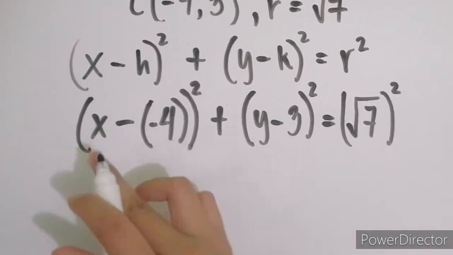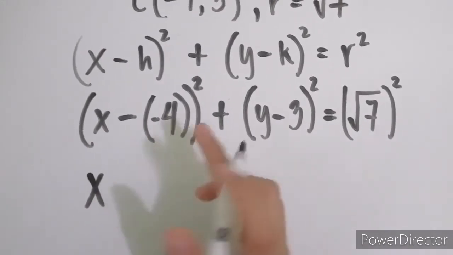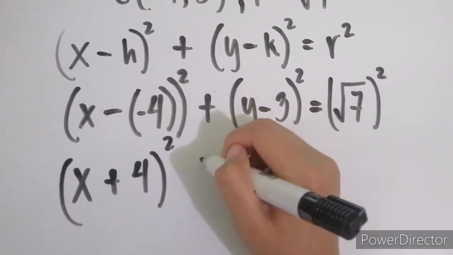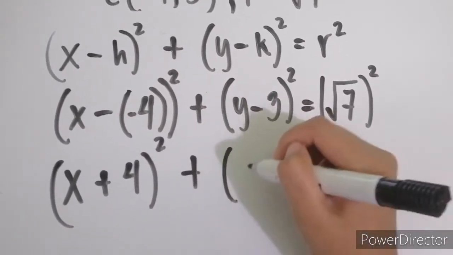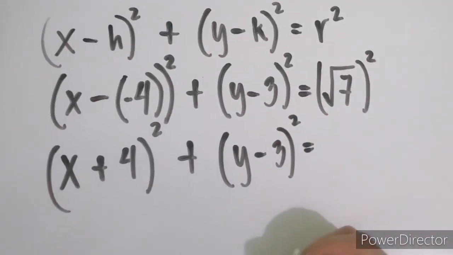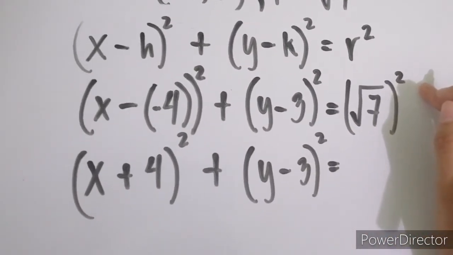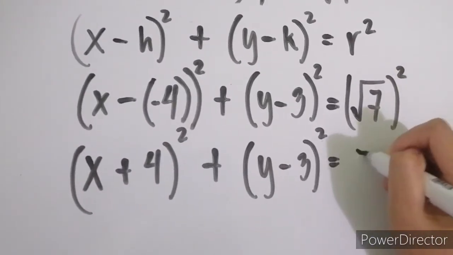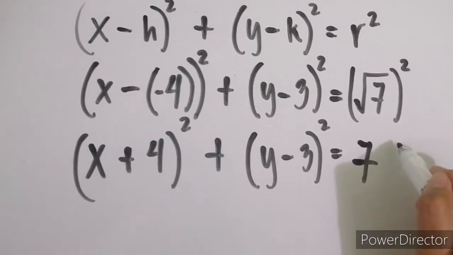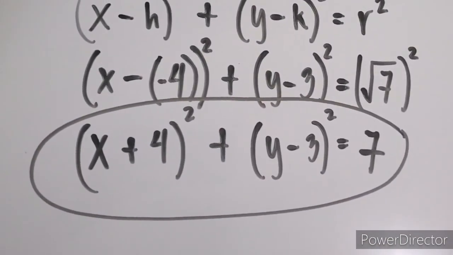We have x, negative times -4, we will have plus 4, squared, plus, just simply copy y minus 3 squared is equal to square root of 7 squared, which is just simply removing its square root. So we will have here just 7. Okay. So the equation is already simplified. This is now our final standard equation for the problem.